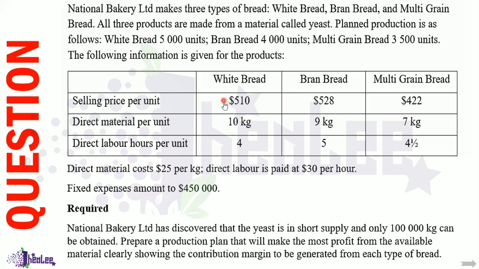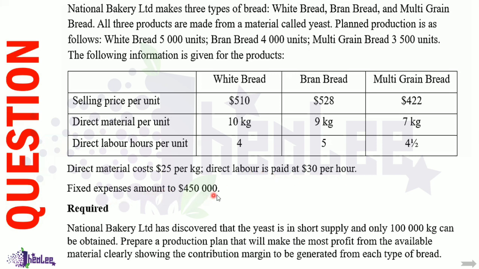Selling price per unit of white bread is $510, brown bread $528, and multigrain bread is $422 per unit. Direct material per unit: 10 kg for white bread, 9 kg for brown bread, and 7 kg for multigrain bread. Direct labor hours per unit of white bread is 4 hours, brown bread is 5 hours, and multigrain bread is 4.5 hours. Direct material costs $25 per kg, and direct labor is paid at a rate of $30 per hour.